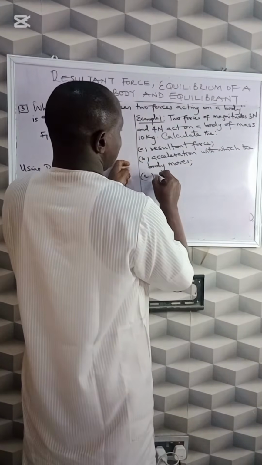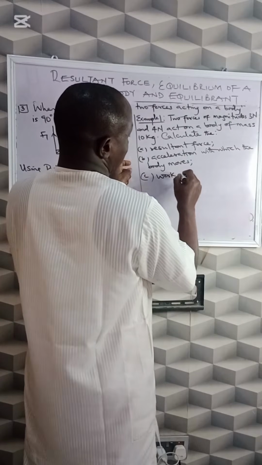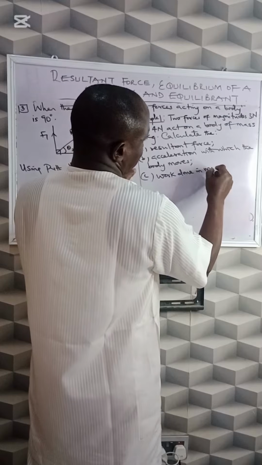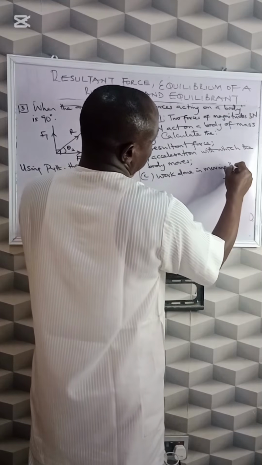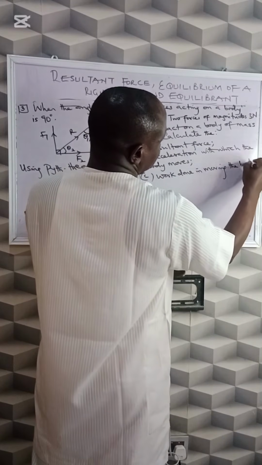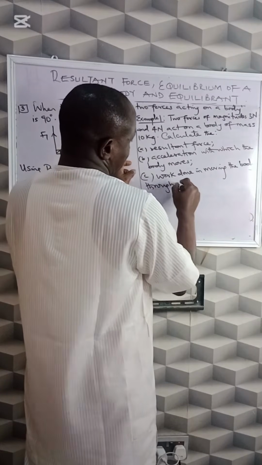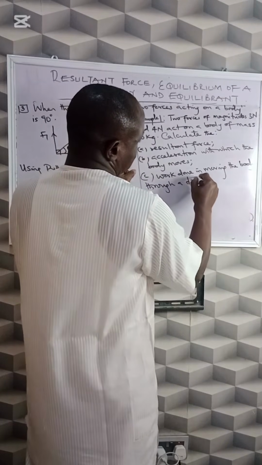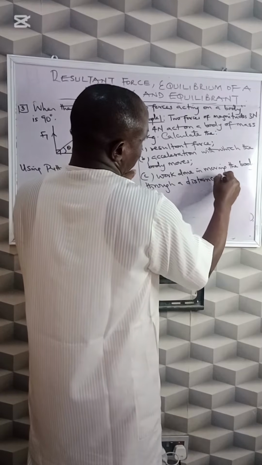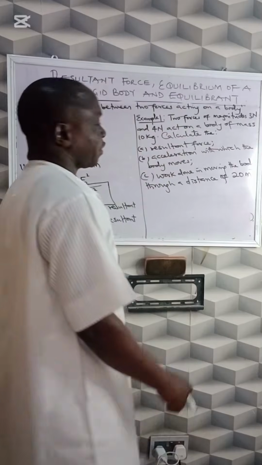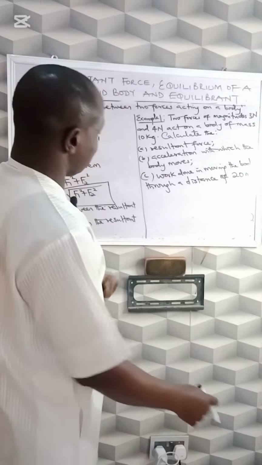C, calculate the work done in moving the body through a distance of 20 meters. These are some of the questions they do ask students.